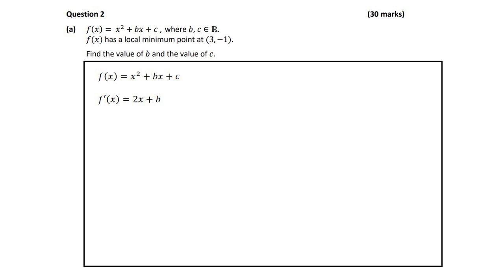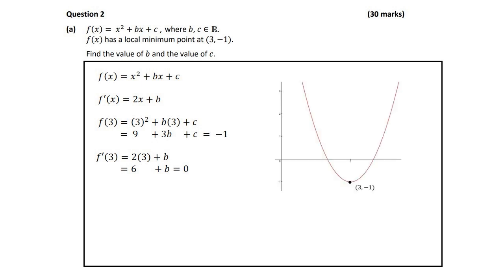This reveals two important pieces of information. Firstly, it tells us that the coordinate is on the quadratic curve, so when we substitute these points into the function, we know we have a true equation. Secondly, the coordinate (3, -1) is the local minimum, so when we substitute 3 for x into the first derivative, we also have a true equation.